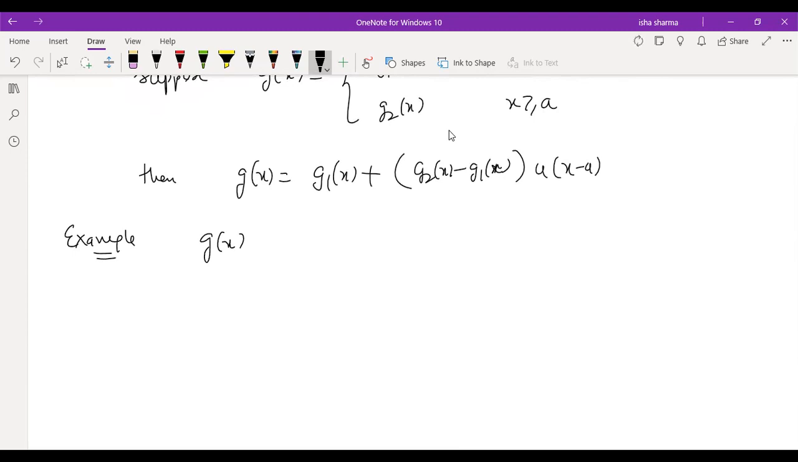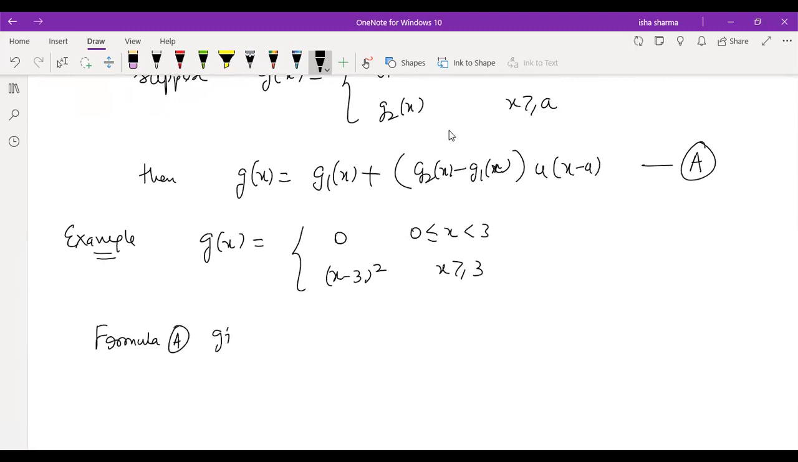So in that example you were given the function 0 when x lies from 0 to 3, and (x minus 3) square when x is greater than or equal to 3. So using this formula, let me call this A. Formula A gives g(x) is equal to g1(x), which means the upper one, which is 0, plus, then I have to write g2 minus g1, meaning this minus this. So it is (x minus 3) square minus 0 into the unit step function of x minus 3.